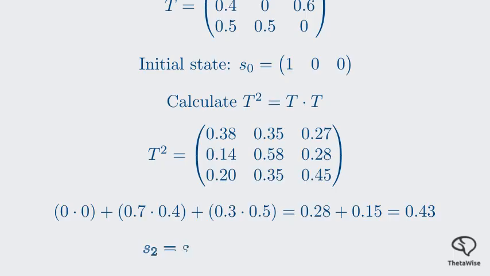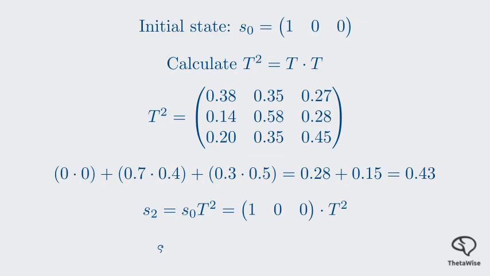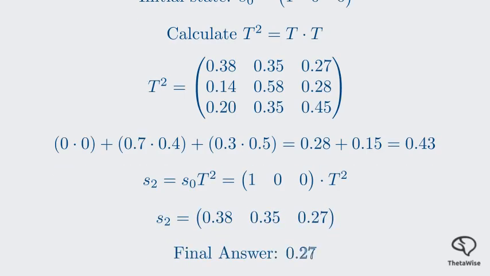Finally, we calculate the state after two steps, S2, by multiplying S0 by T squared. This gives us (0.38, 0.35, 0.27). The third entry, 0.27, is the probability of being at C, so the final answer is 0.27. So the probability that the train is at City C after two journeys is 0.27.